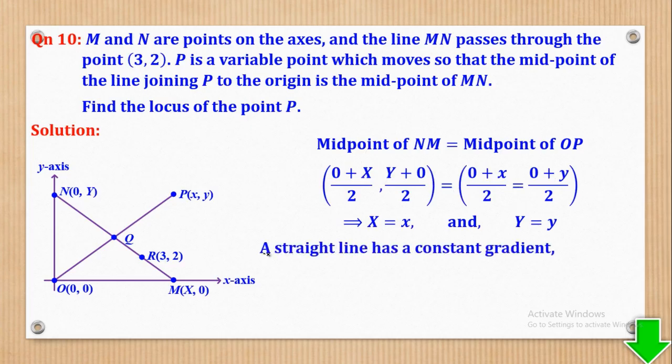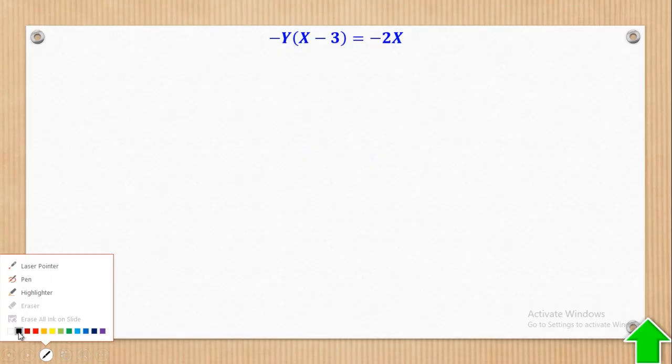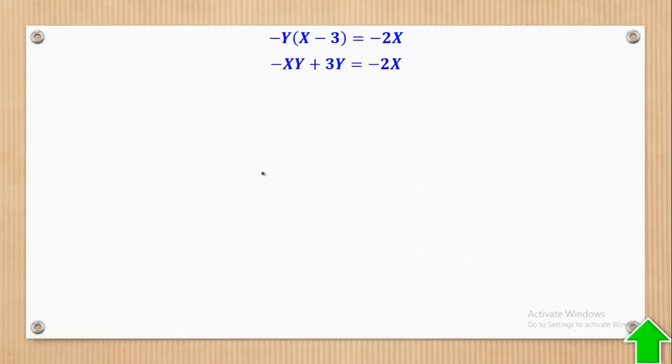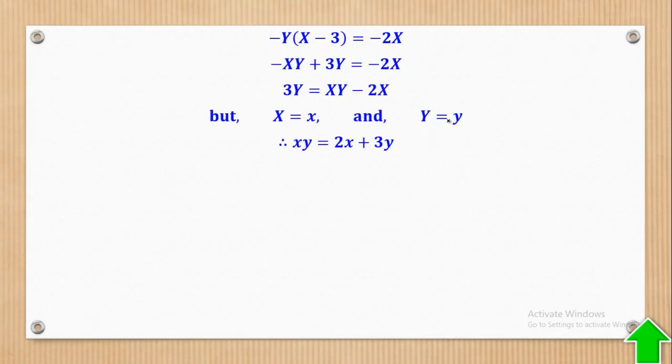Therefore, a straight line has a constant gradient. So when I use points NM and when I use points PM, the gradients must be the same. I'll get the gradient using NM, which is this, and the gradient using PM, which is that. When I cross multiply, I'll come up with that. Simplify. Then I remember that capital X is equal to small x and capital Y is equal to small y. Therefore, I'll just replace, and this will be the required locus.